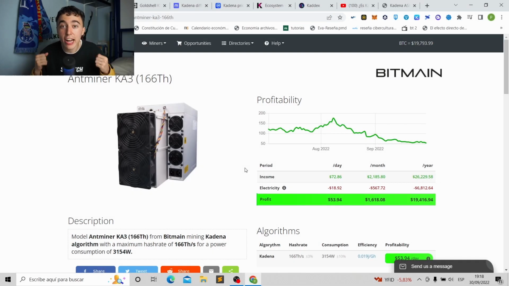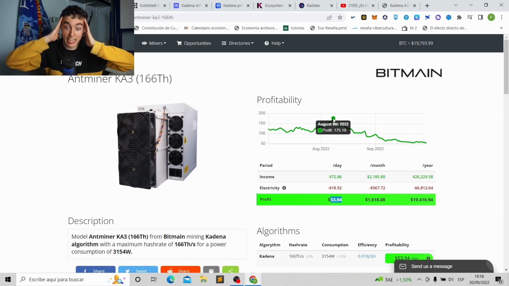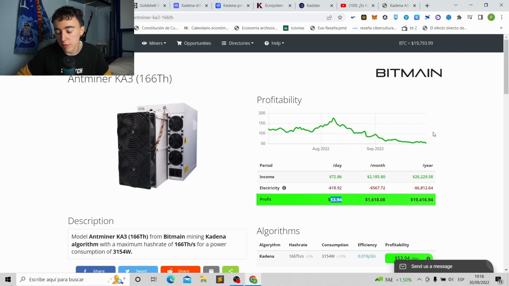Okay, so here we are, and the miner we are talking about is the Bitmain Antminer KA3, of Kadena. This miner got so much news lately because it's so profitable. This miner makes 166 terahash, which is incredible for Kadena, and is making $72 a day before electricity, after electricity around $53 a day. At the maximum, it was making around $175 a day in August, which is just crazy. The profit that it is generating is crazy.